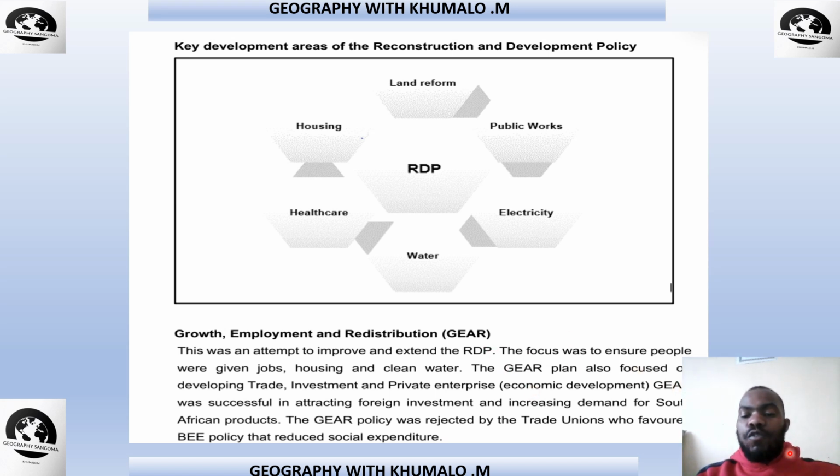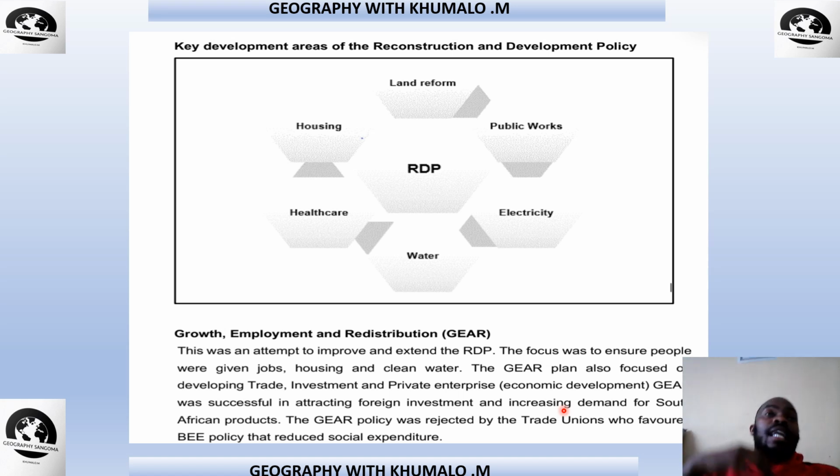The GEAR plan was focused on developing trade, investment, and private enterprise. So people could start opening their own businesses, and it was also developed so that we can build good trading relationships with other countries, so that we can sell our minerals to them, and they can give us foreign exchange, and we buy some of the things that we do not have, because resources are unevenly distributed across the world. And this policy, grade 12, was also successful in attracting foreign investment. So most people started to invest in South Africa. More businesses started to come to South Africa. That is why we now have businesses from outside of the country.